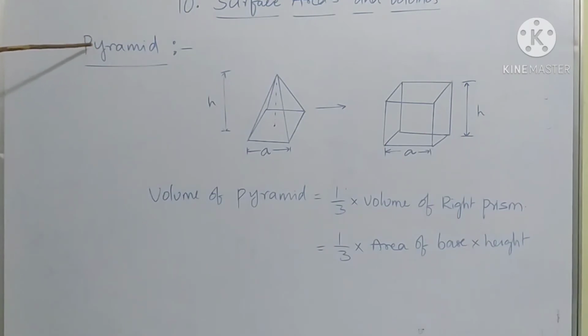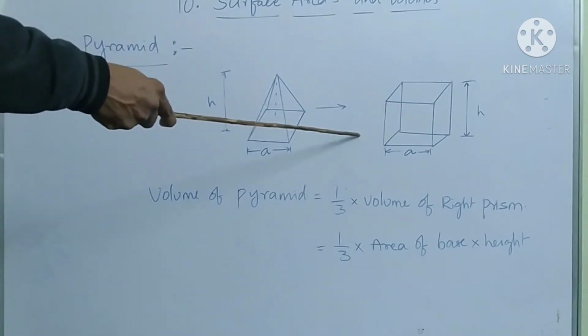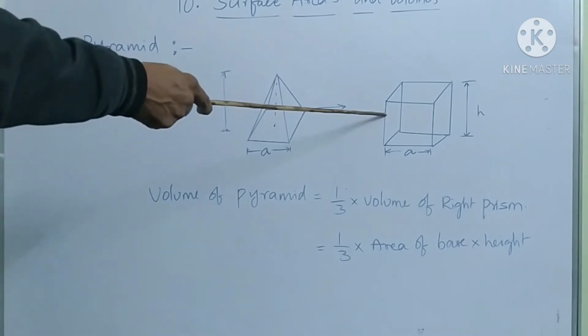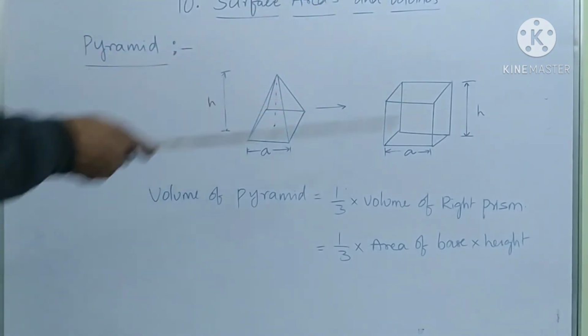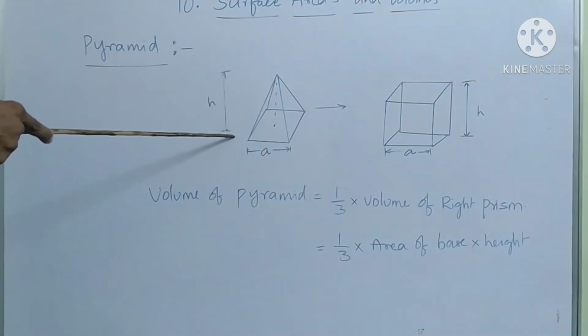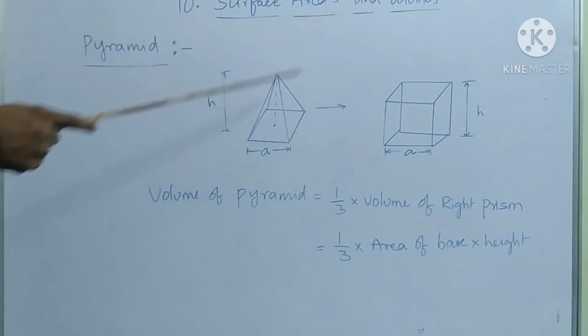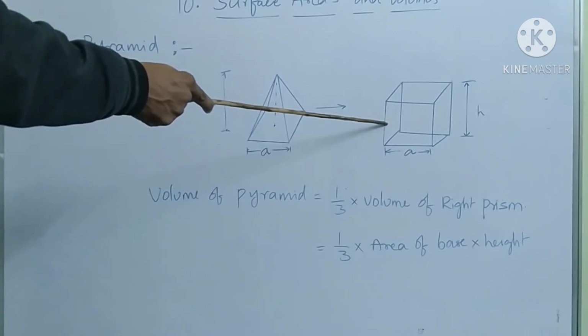Next our solid is the pyramid. Here, this is the pyramid. The base and height of the pyramid are equal to the base and height of the right prism. Then the volume of the right prism is 3 times that of the pyramid, or the volume of the pyramid is 1/3 part of the right prism.